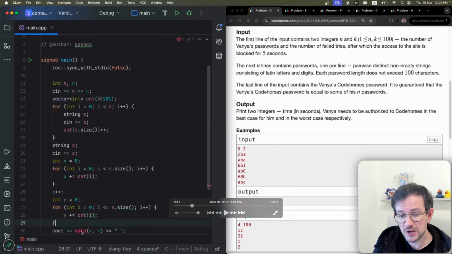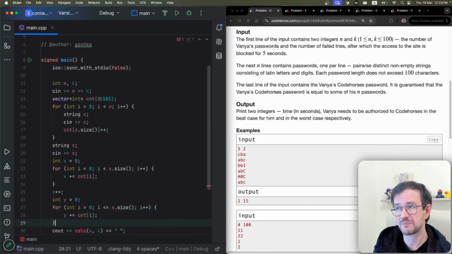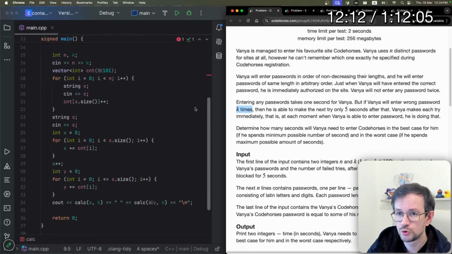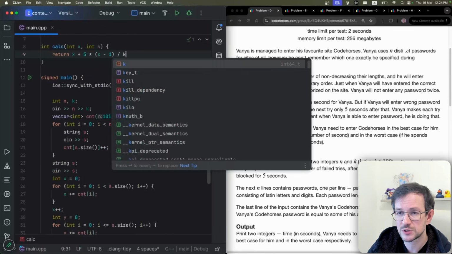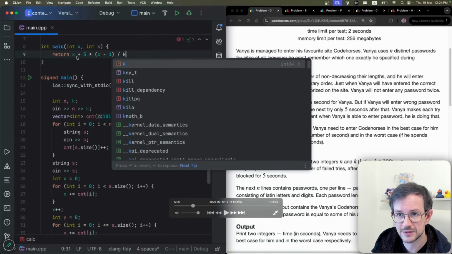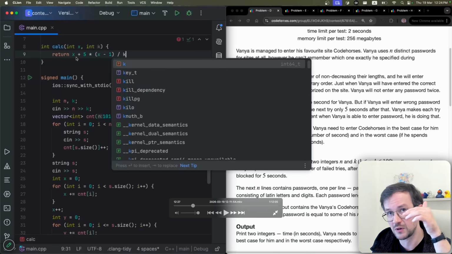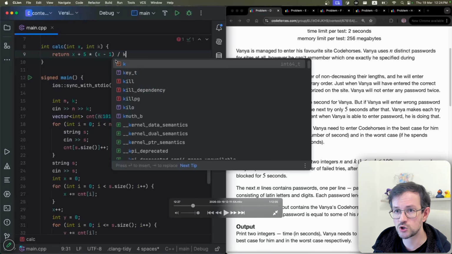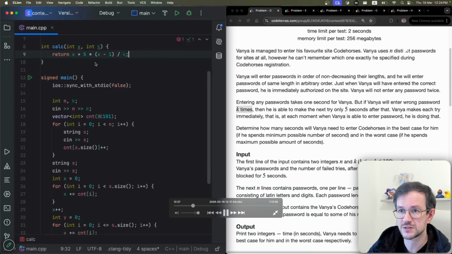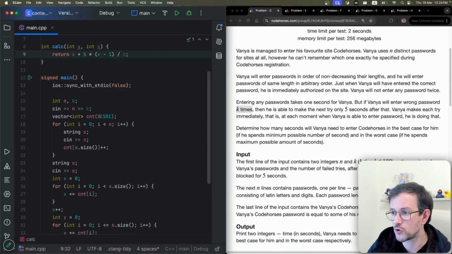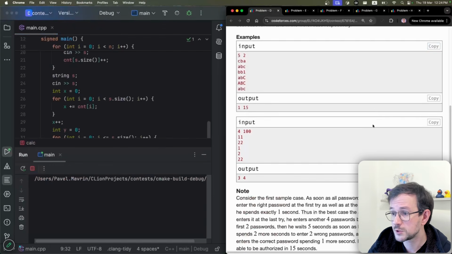And now I will just implement function calc, which will tell me how much time I spend if I try this many passwords. Okay. So if I try this many passwords, I need to spend 5 seconds every time I try k passwords. The last try is correct. So I make x minus 1 incorrect tries, and each k of them will give me 5 seconds of delay. So that's basically the formula which gives me how much time I wait for 5 seconds if I try x passwords.